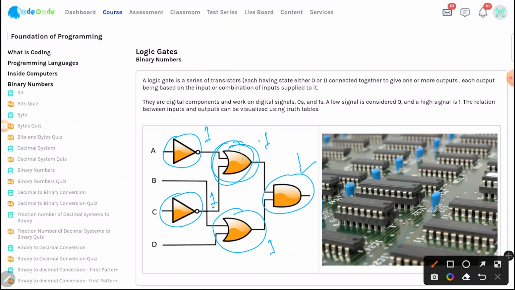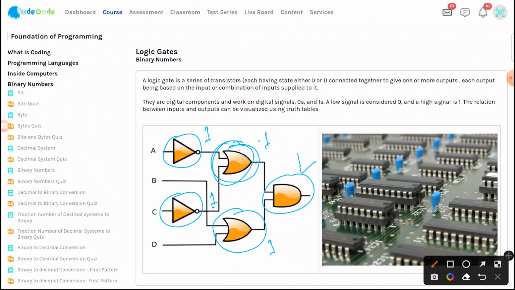So logic gates are digital components, and you can see the diagram on the right side also, and they work on digital signals. And remember, when you run a computer, it's all about digital signals: zeros and 1s, what we refer to as the transistors on and off. When you connect these two transistors using a logic gate, you get a different value. A low signal we call 0, a high signal we call 1. Whether the result should be 0 or 1 depends on the type of logic gate we use.